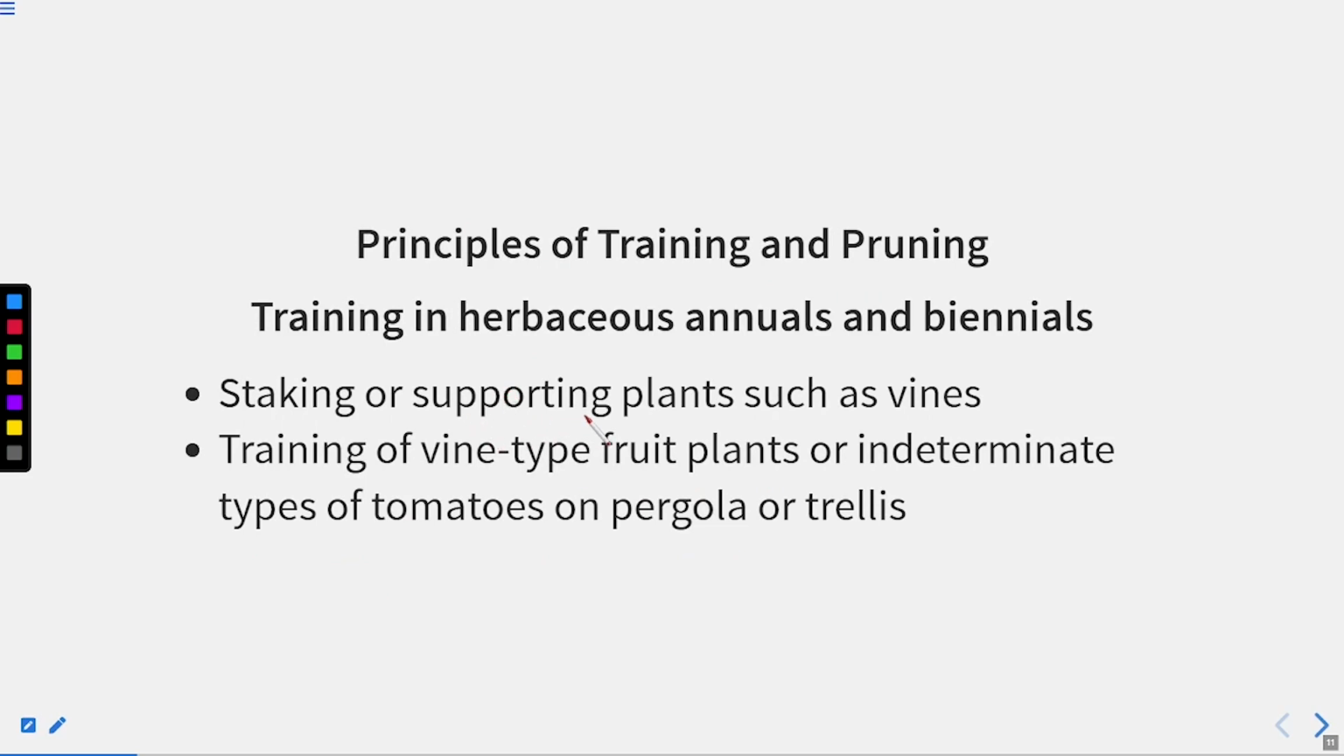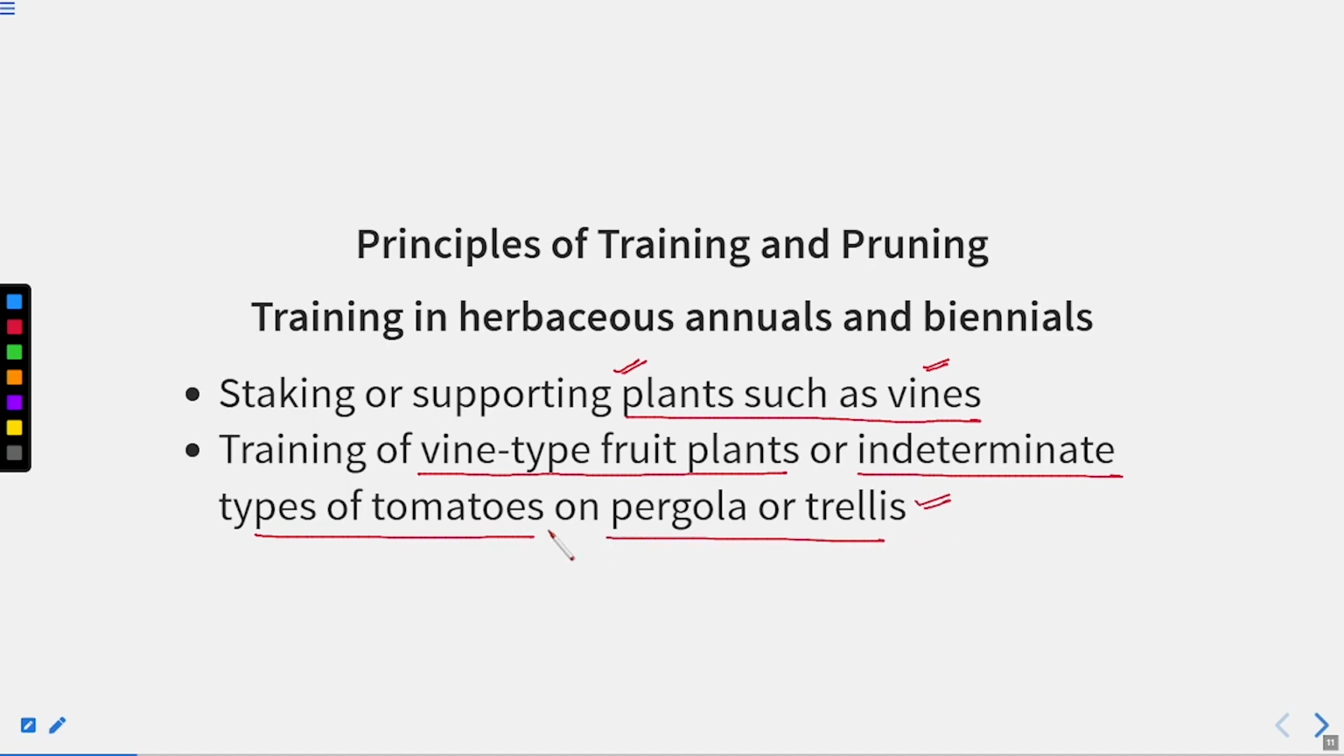Staking or supporting plants such as vines. So, vines are the grape plants, right? So, we need to support them. For that, we need training. Training of vine type fruit plants or the indeterminate types of tomatoes on pergolas or trellis.